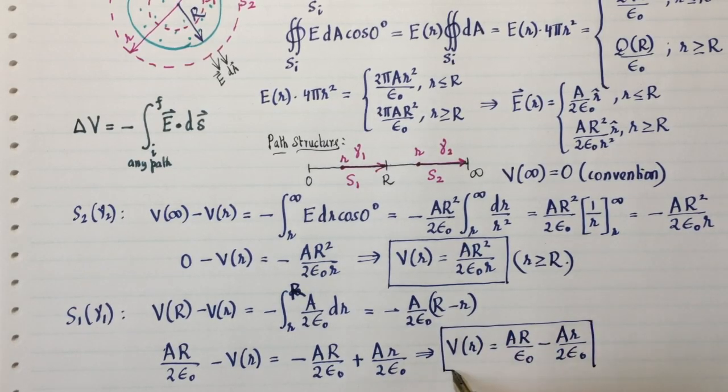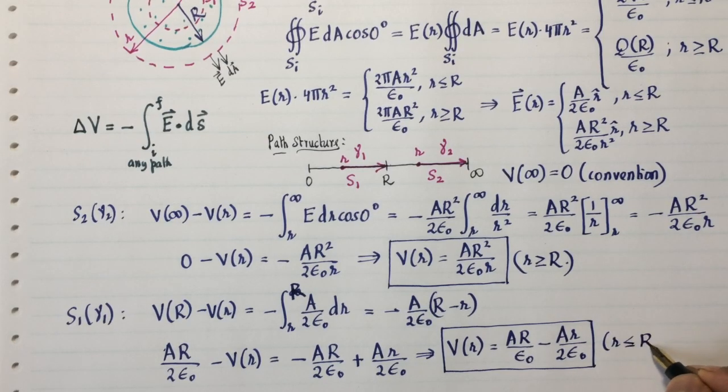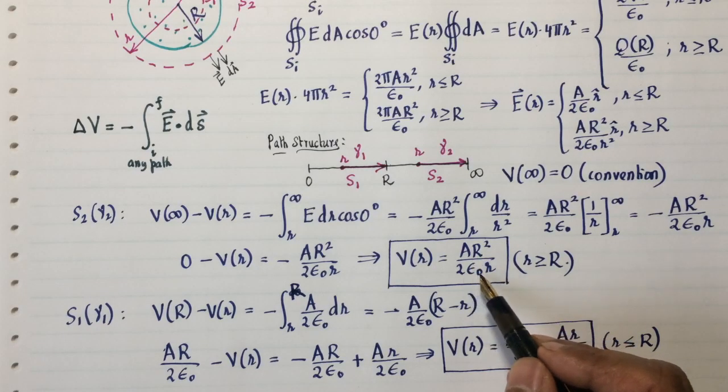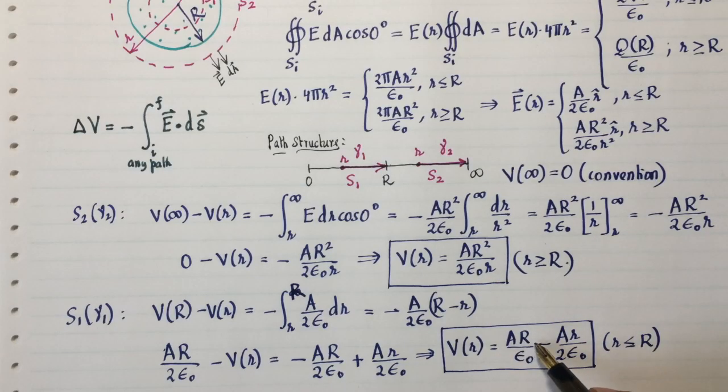Now, just as a sanity check, it might be a good idea for you to check here as well that the two potentials agree at r equals capital R. At r equals capital R, I'm going to get ar over 2 epsilon naught from this. Here I'm going to get ar over epsilon naught minus ar over 2 epsilon naught, which is again ar over 2 epsilon naught, so they do agree.